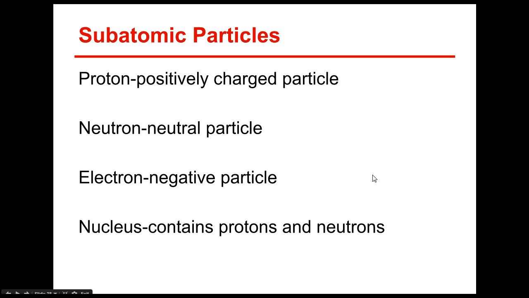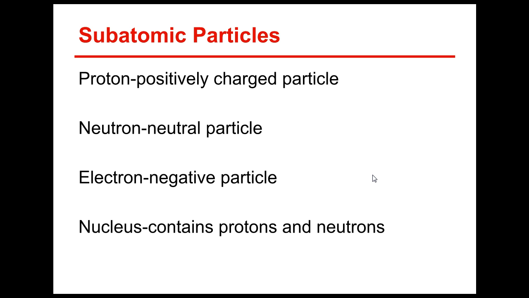Starting with structure of an atom. Subatomic particles. Remember, sub means beneath or smaller than. So subatomic means smaller than an atom. It's made up of 3 particles: protons, neutrons, electrons. Protons are positively charged, neutrons are neutral or have no charge, electrons are negatively charged.